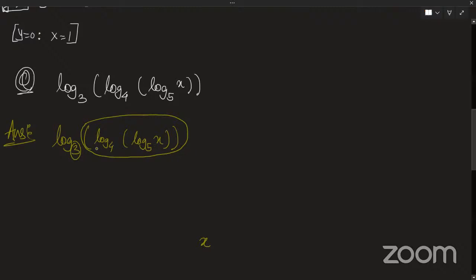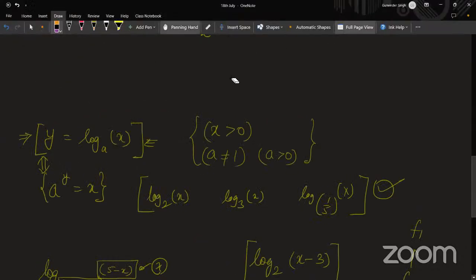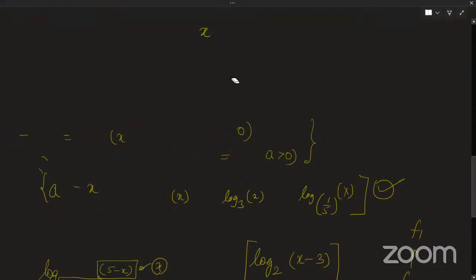Okay, so I will move into this part. It is log base 4, log base 5x, and it has to be greater than 0. That is the condition, right? This input that I give has to be greater than 0. Just a second, I'll erase it.